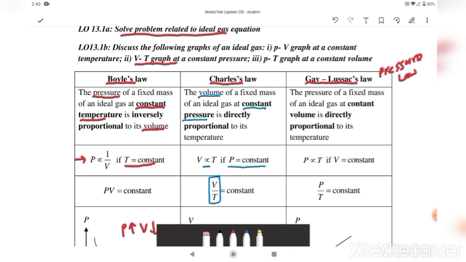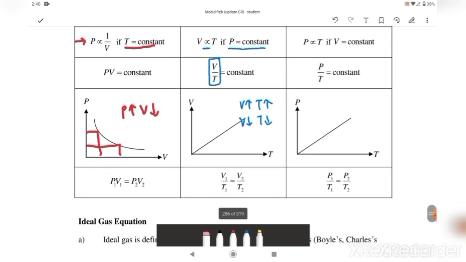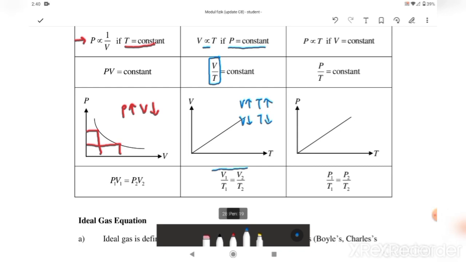The graph for Charles' law is a straight line graph, which is V against T. That means if V increases, temperature also increases, and if V decreases, temperature also decreases. Okay, so the equation for Charles' law is V1 over T1 is equal to V2 over T2.